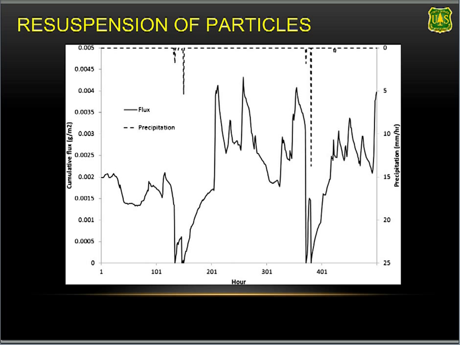But this graph just shows you the illustrations, the time series of the paper we just did, looking at PM2.5. And you can see this is what the graph is showing, the amount of, it's called cumulative flux, but the amount of particles that are on the leaf at any one point in time. And you can see it fluctuates through time, and it has to do with wind speed.